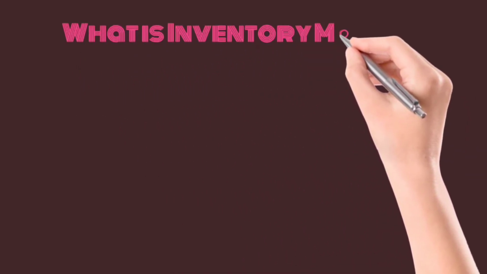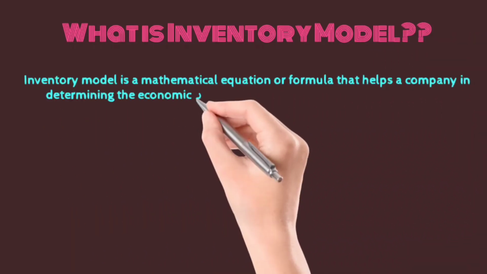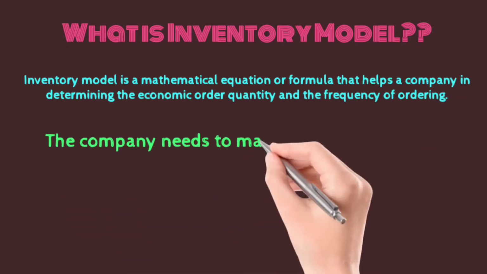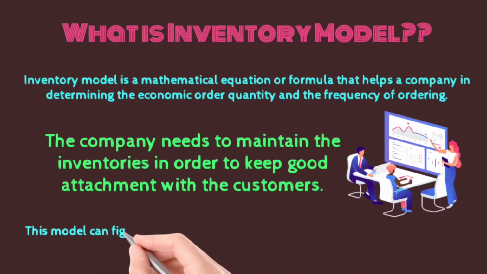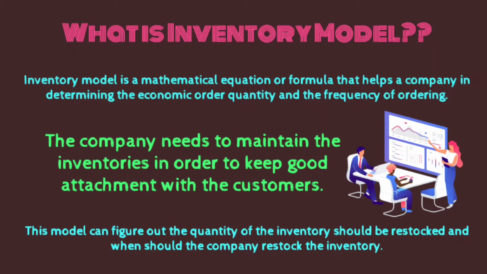What is an inventory model? An inventory model is a mathematical equation or formula that helps a company in determining the economic order quantity and the frequency of ordering. The company needs to maintain the inventories in order to keep good attachment with the customers. This model can figure out the quantity of the inventory that should be restocked and when the company should restock the inventory.